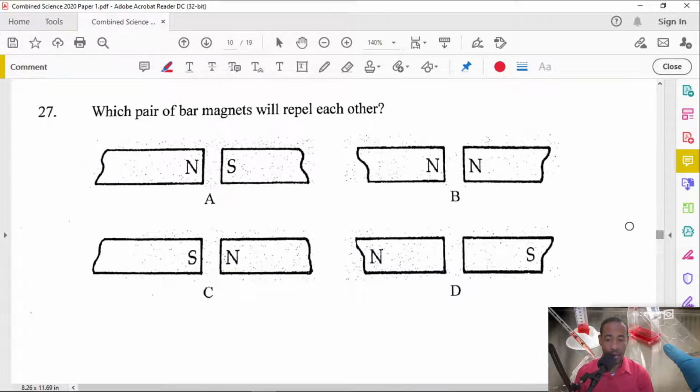All right, so question number 27, it said, which pair of bar magnets will repel each other? And when we talk about repel, which means you're going to have like poles, okay? So north to south, that's fine. That will be attraction. North to north, definitely a repulsion. All right, this is also saying south to north. That is cool. If north is here, that means south is at this point. And if south is here, that means north is at this point. So therefore, that's an attraction. All right. So definitely B is our answer there for question number 27.